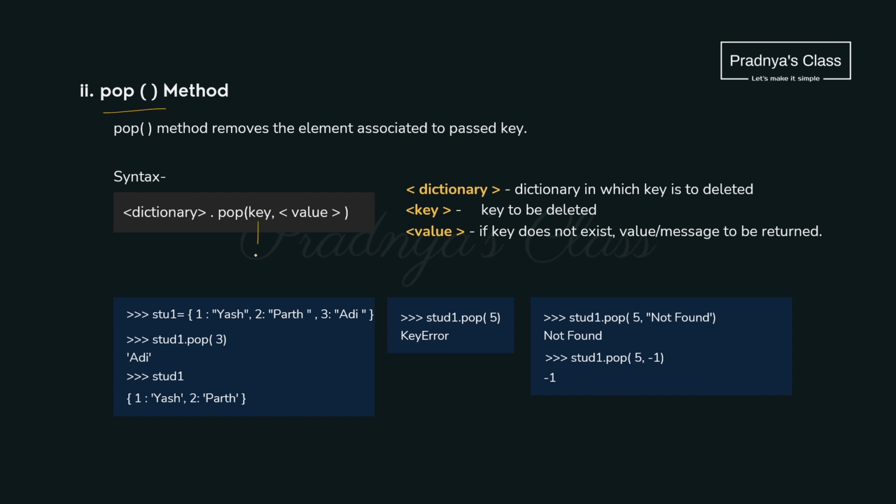In case of dictionary, we must provide first parameter as key. If the specified key doesn't exist in the dictionary, we will be getting error. To avoid that, we can provide this value. This is an optional parameter.